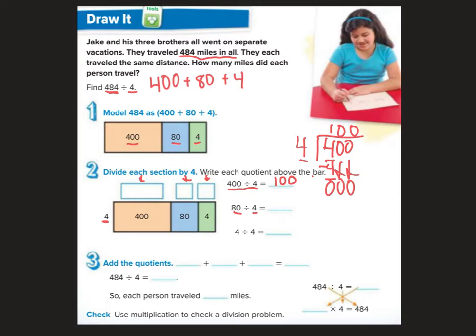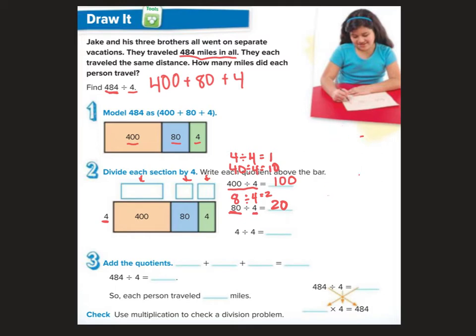Another way I like to look at this is if I write it like this, well, if I know 8 divided by 4 equals 2, then 80 divided by 4 is 20. And I can do that up here too. 4 divided by 4 equals 1. 40 divided by 4 equals 10. 400 divided by 4 equals 100. So I can follow the pattern rules too. I'm just trying to give you lots of different examples of how to do these division problems.